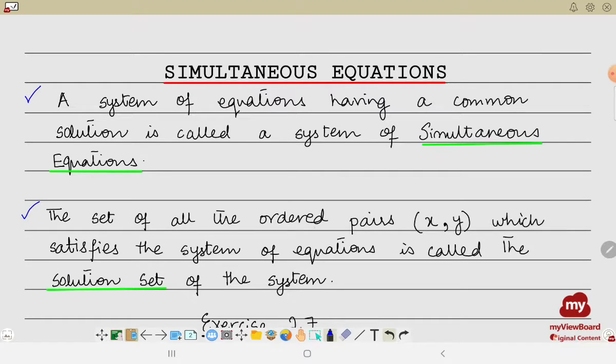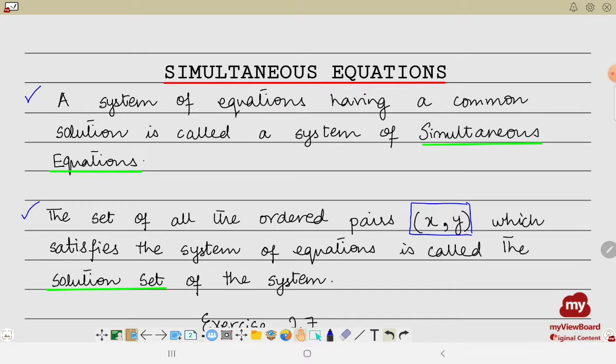The set of all the ordered pairs x, y which satisfy the system of equations is called the solution set of the system. Since the equations have two unknowns x and y, our solution set will be in the form of ordered pairs, in which x occupies the first place and y occupies the second place.